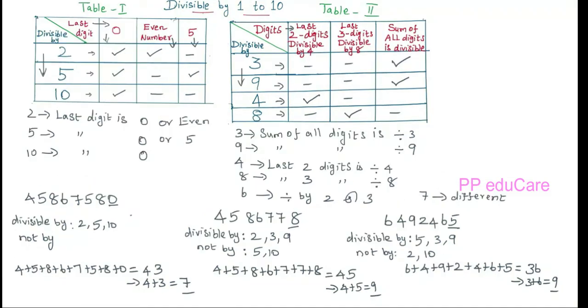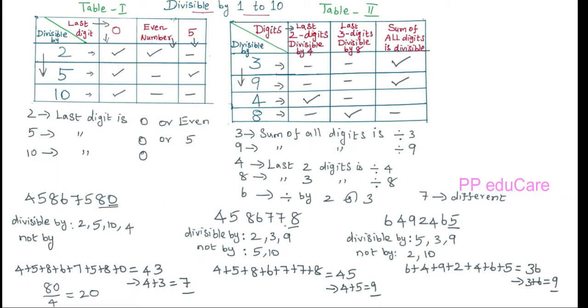Now let's see the divisibility rule of 4. The divisibility rule of 4 is: if the last two digits of a number are divisible by 4, then the whole number is divisible by 4. Now look at the first example. The last two digits of the first example are 80. Now check whether this 80 is divisible by 4 or not. 80 is divisible by 4, the result is 20. 4 times 20 is 80. So 80 is divisible by 4. Therefore, the first number is divisible by 4.